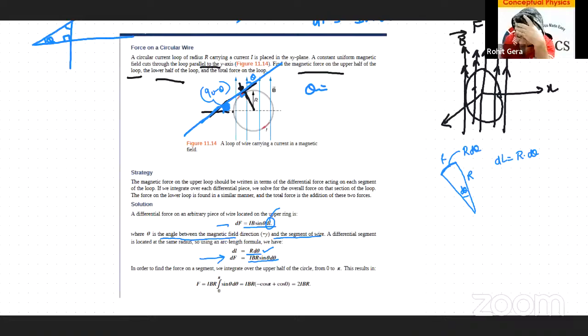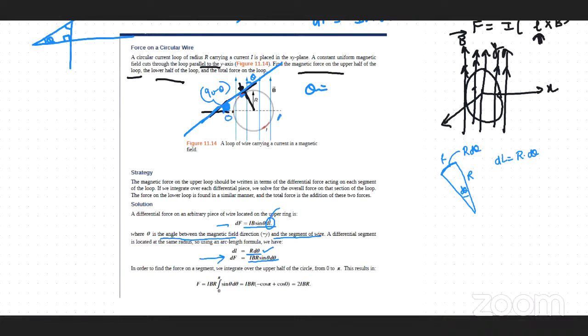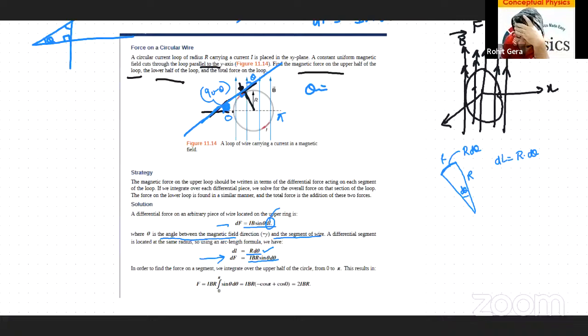So now you have to find the total force on the segment. So what you do is you take upper half, 0 to pi. So you integrate this, you get the answer as 2IBR. This is only on the upper half.